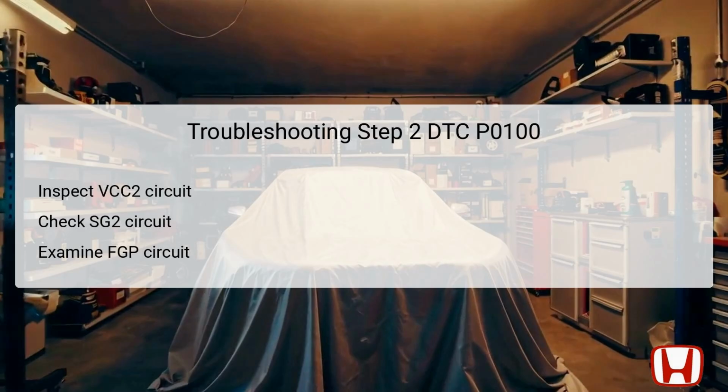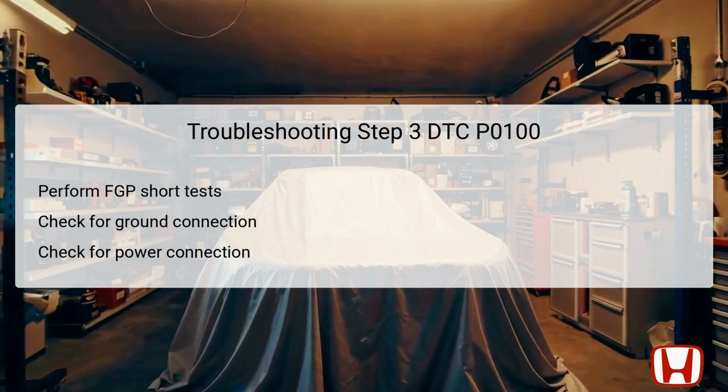Each of these circuits must meet specific electrical resistance criteria, and any deviations must be noted as potential issues that could trigger DTC P0100. In this step, we focus on conducting thorough short-circuit tests on the FGP circuit. Begin by assessing if the FGP signal is shorted to ground. An acceptable reading should show more than 1 megaohm of resistance when the circuit is powered off. Conversely, if the test indicates a short to power, then this is concerning and signifies a fault that will need immediate correction.